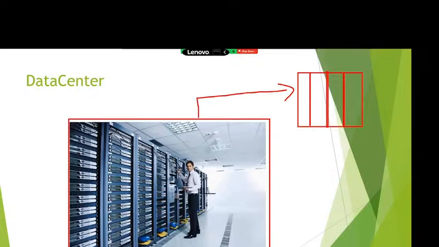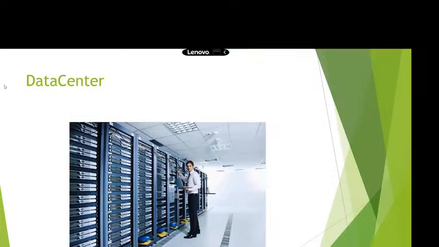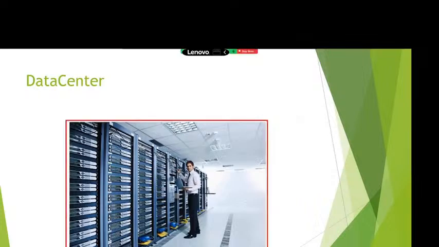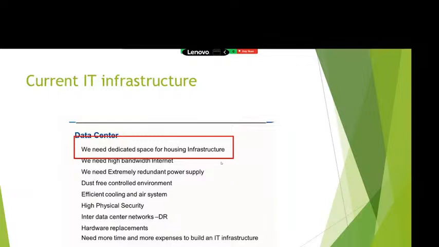So first, we have to purchase one building and design it according to data center rules, regulations and guidelines. After designing the data center, we need many things. What are the things? First, we need dedicated space for housing infrastructure, the point which I have just explained.